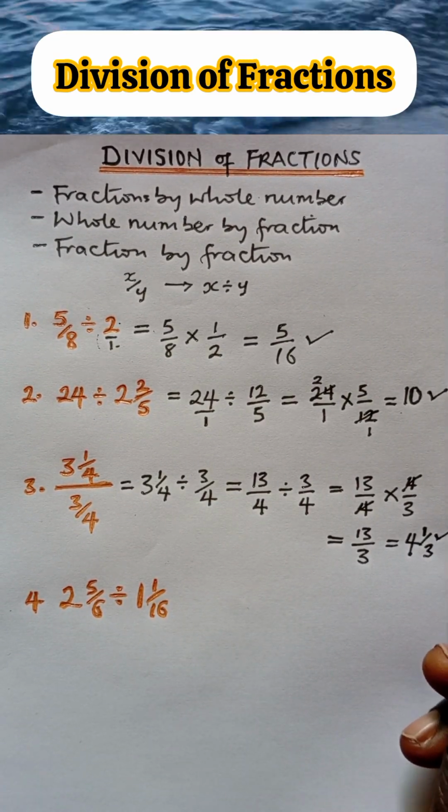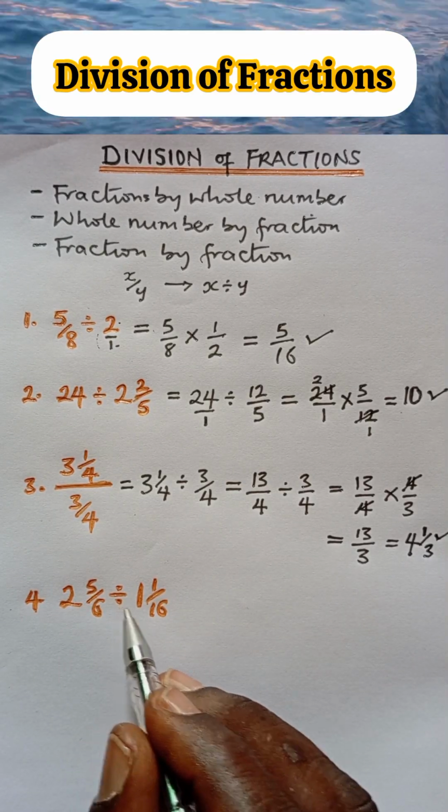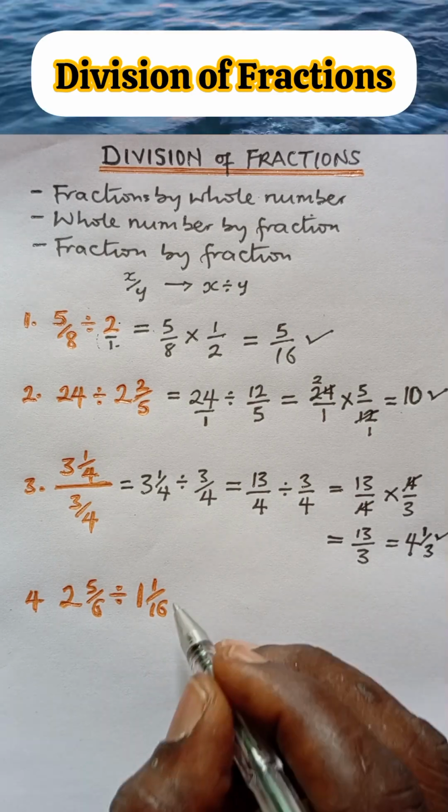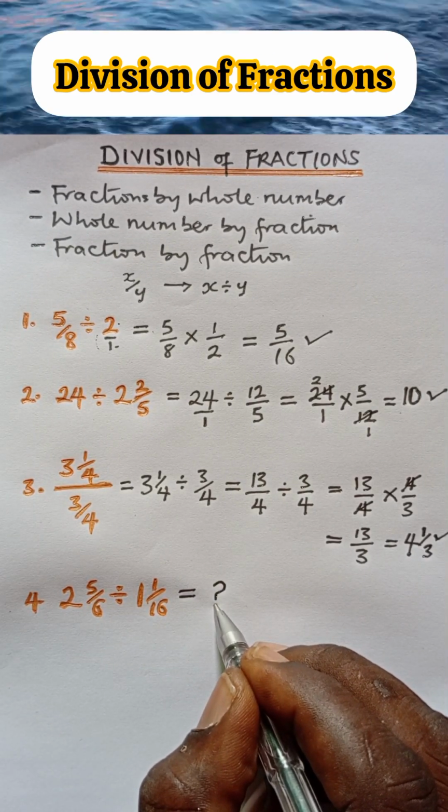this becomes the answer. Finally, number 4, we have 2 whole number 5 over 6 divided by 1 whole number 1 over 16. You try this, simplify this, and put your answer in the comment section. Thank you.